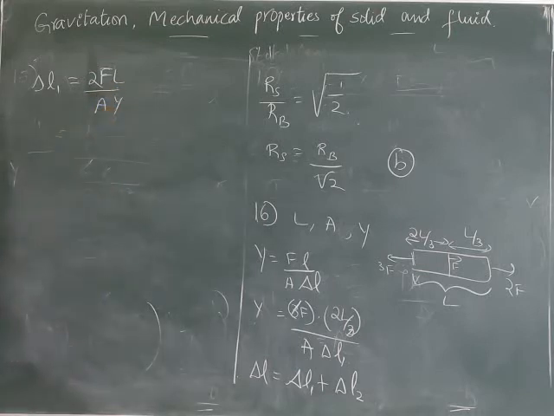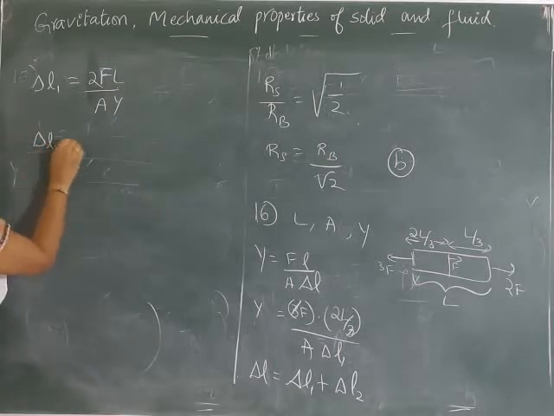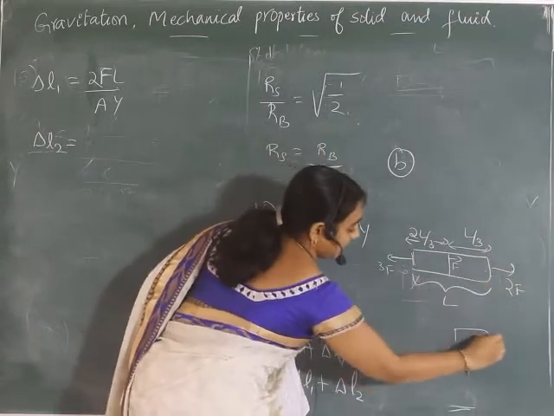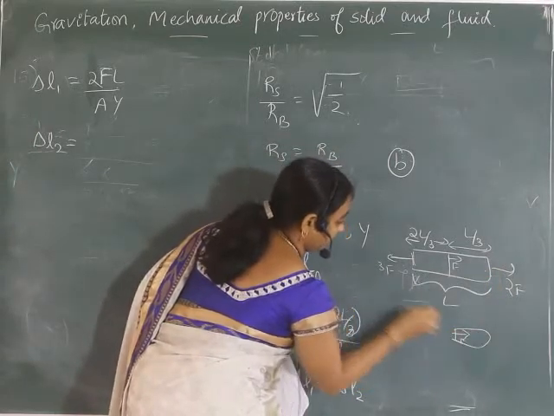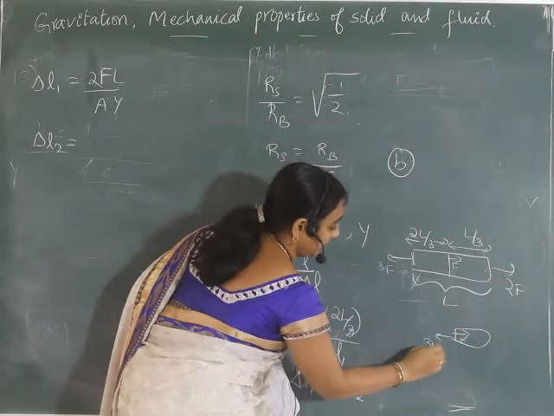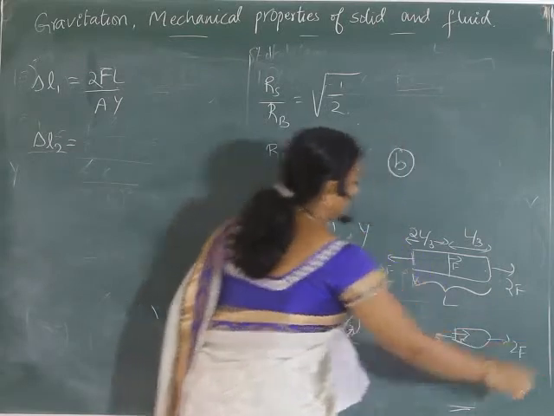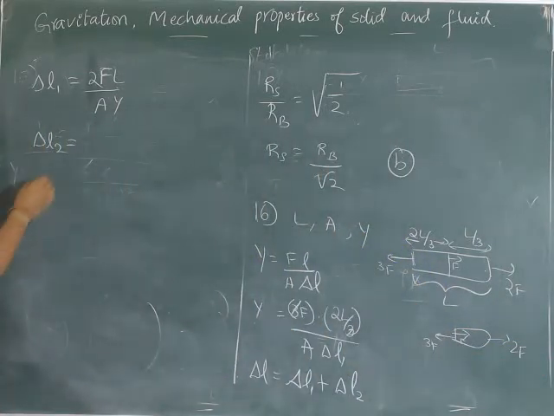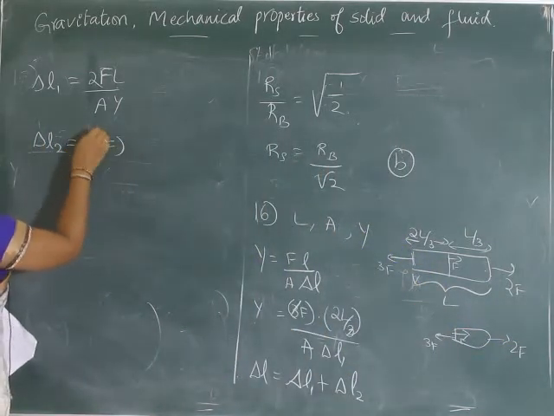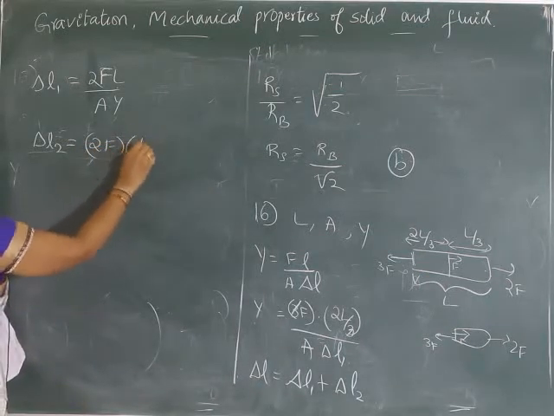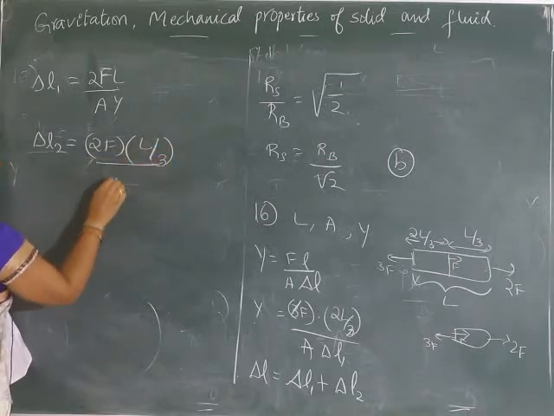For delta L2, what can I say? What is the total force for this one? See, for this one, this is F, but this one is in the opposite direction, 3F. So total force is 2F. Correct? Okay. So 2F, length is L by 3, AY.